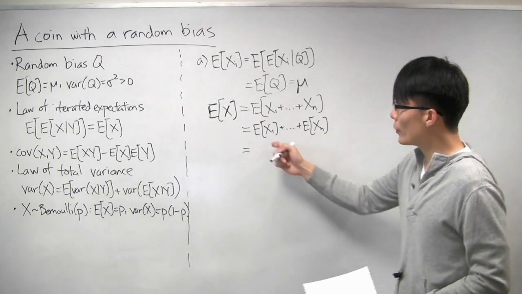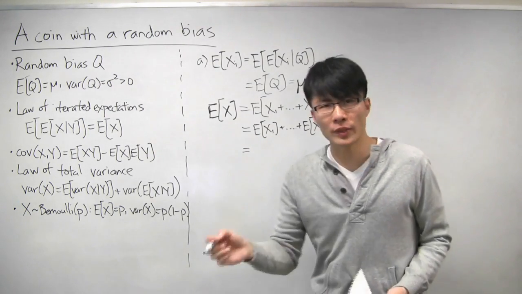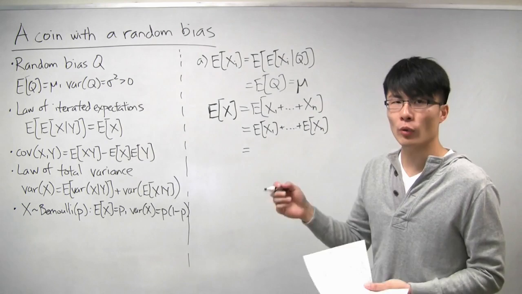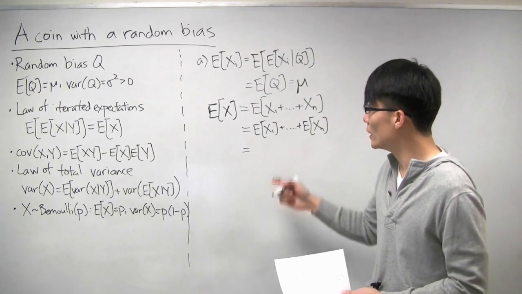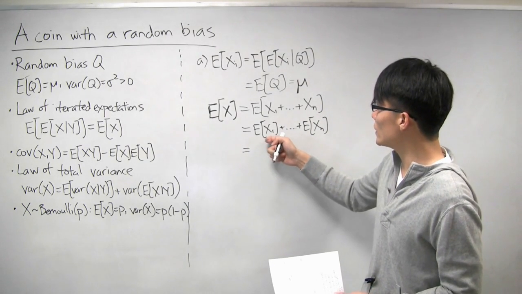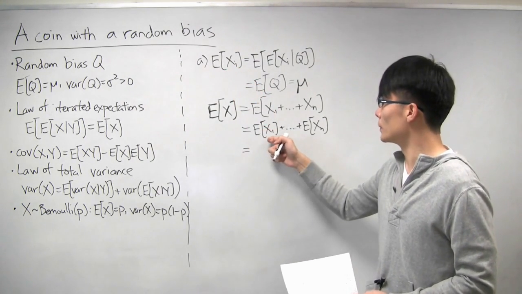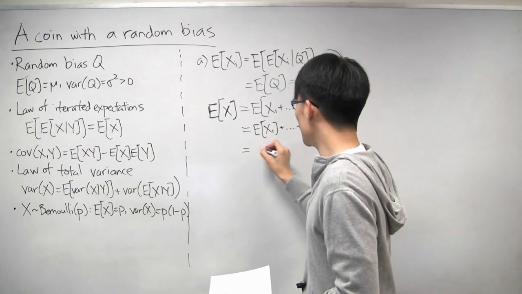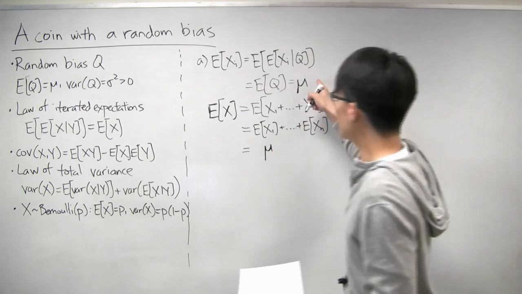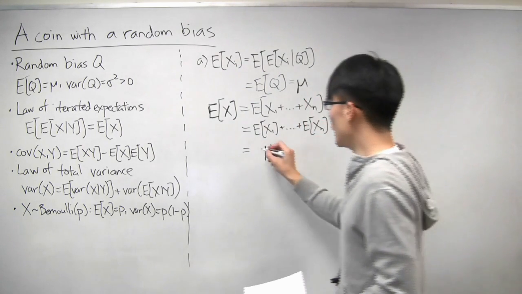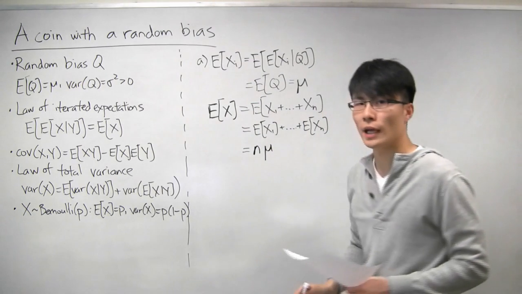And now, remember that we're flipping the same coin. We don't know what the bias is, but for all the n flips, it's the same coin. And so each of these expectations of xi should be the same no matter what i is. And each one of them is mu. We already calculated that earlier. And there's n of them, so the answer would be n times mu.